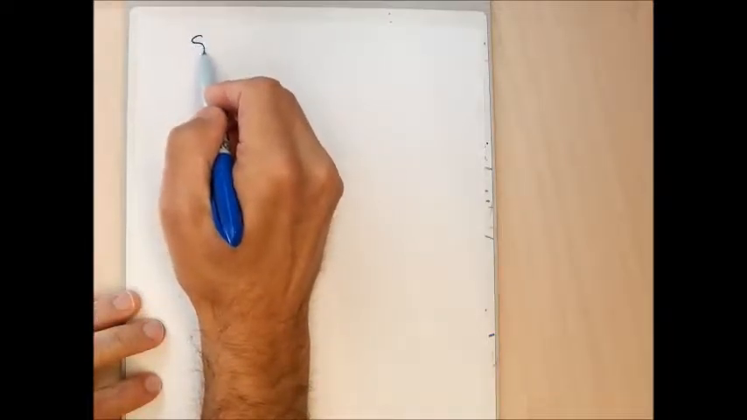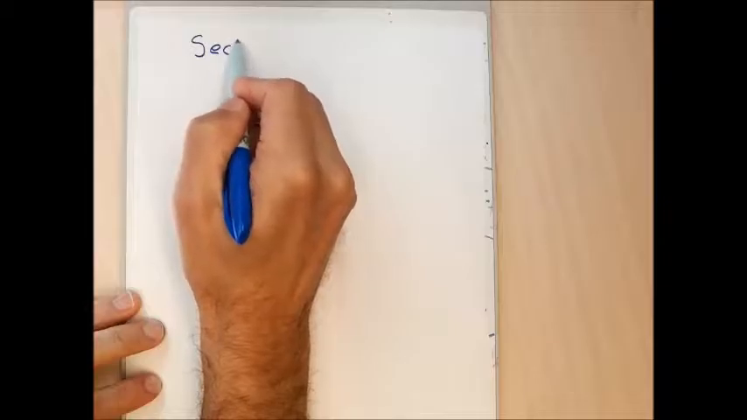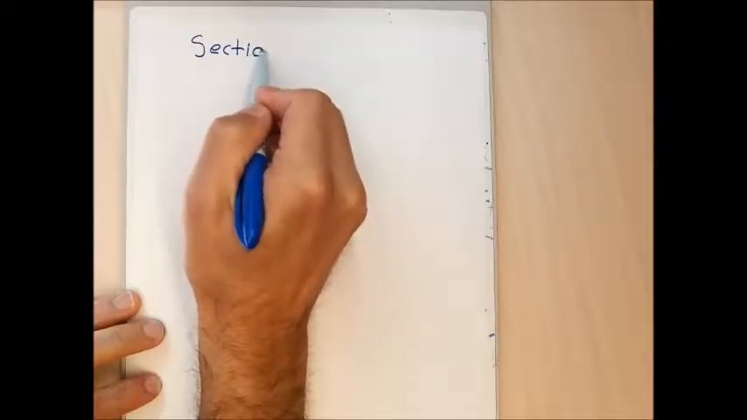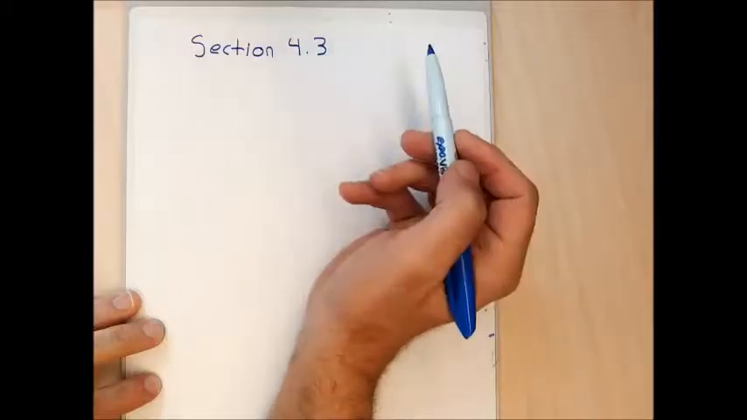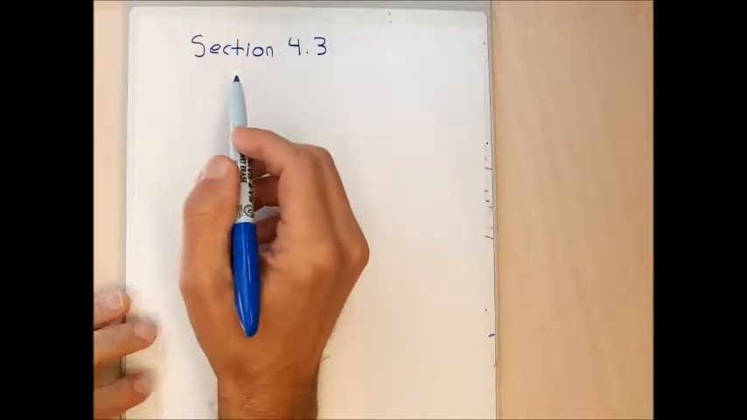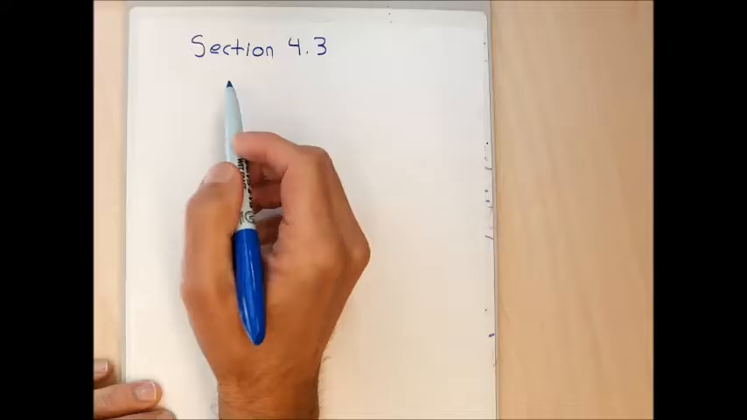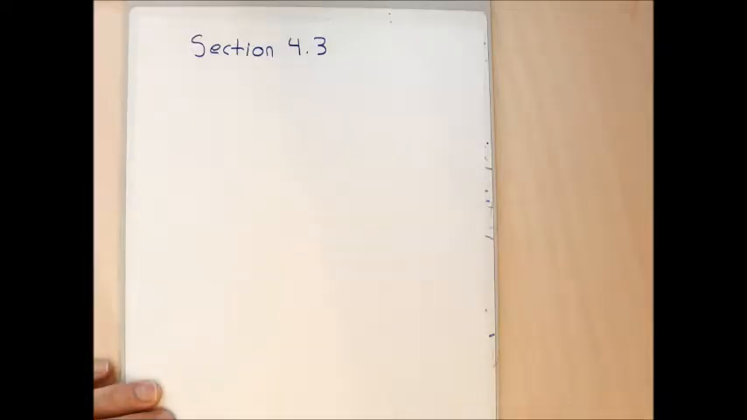So this will be section 4.3, and it's really just a continuation of section 4.1. In section 4.1 we did probabilities, and in order to get the denominator of the fraction for our probabilities, we had to envision a sample space.